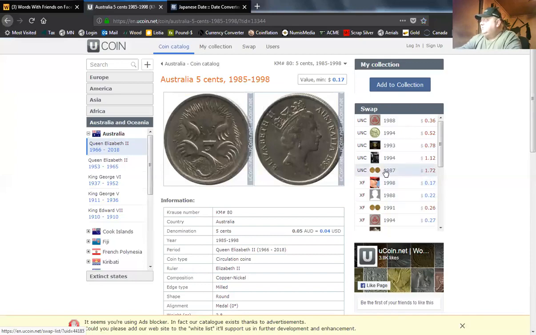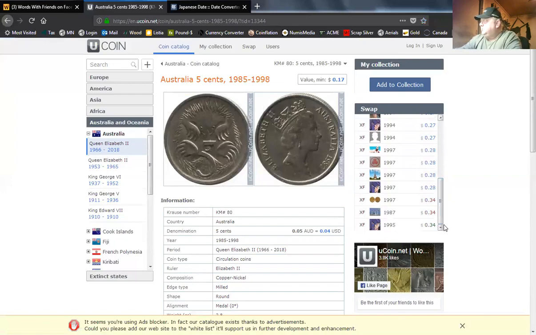That's kind of high. If it was proof, I would say yeah, but uncirculated, you can get uncirculated every day of the week. It's a common coin, just like our coins are common unless it's a commemorative. So it's an everyday coin. Okay, now here's a cool thing.